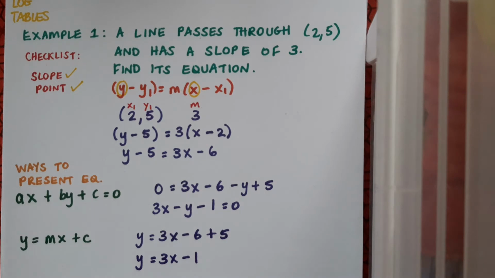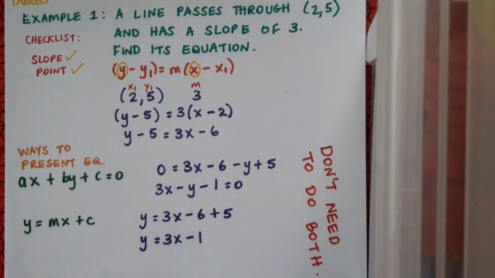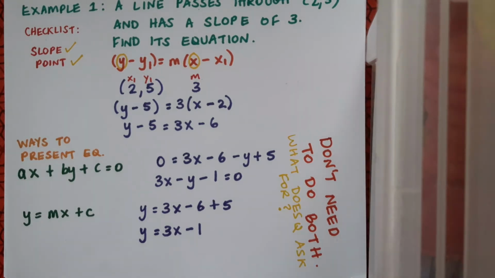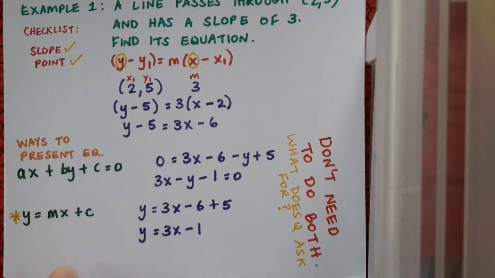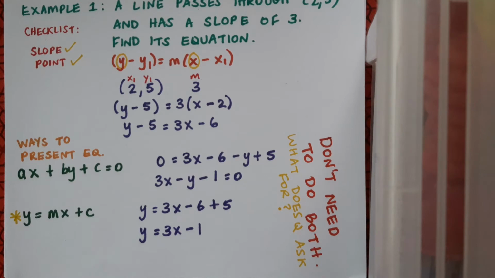Now just to note, you don't need to do both of these. Look and see what it asks you to do in the question, and if they don't specify what they want in the question, well then you get to pick. And generally I would suggest that the y equals mx plus c format of the equation of the line is a good one to go with. And I'll be spending a bit more time on that format a little bit later down the road. We'll see exactly why it's such a nice way of writing the equation of our line.